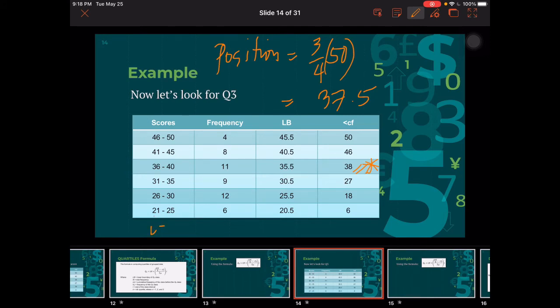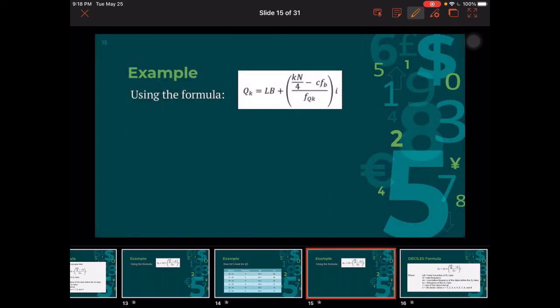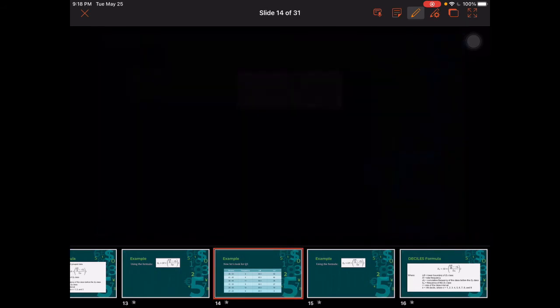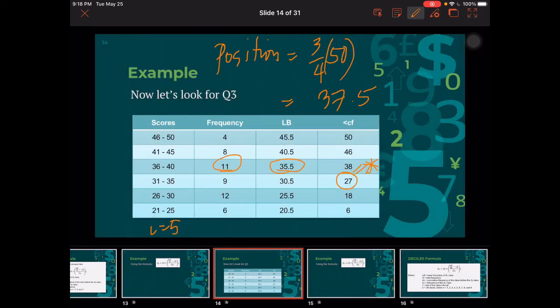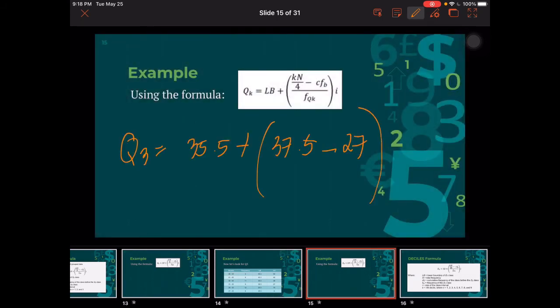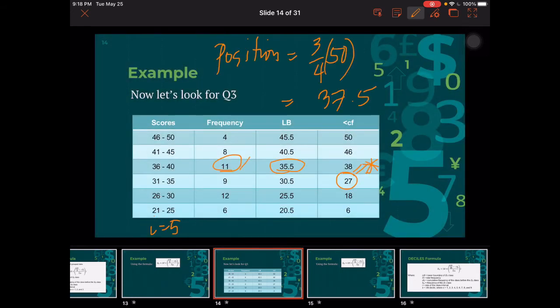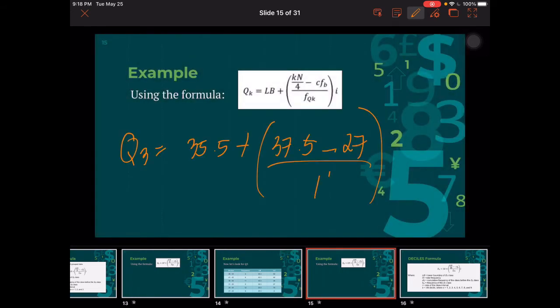Okay? So, balikan lang natin ano-ano yung kailangan natin. We need the class interval 5. We need the frequency of that class, the lower boundary of that class, and the cumulative frequency before. So, yung mas mababa. Okay? Now, using the formula, our Q3 is the lower boundary is 35.5 plus yung position na 37.5 minus cumulative frequency before, that's a 27, divided by the frequency itself, 11, and then our class interval of 5.